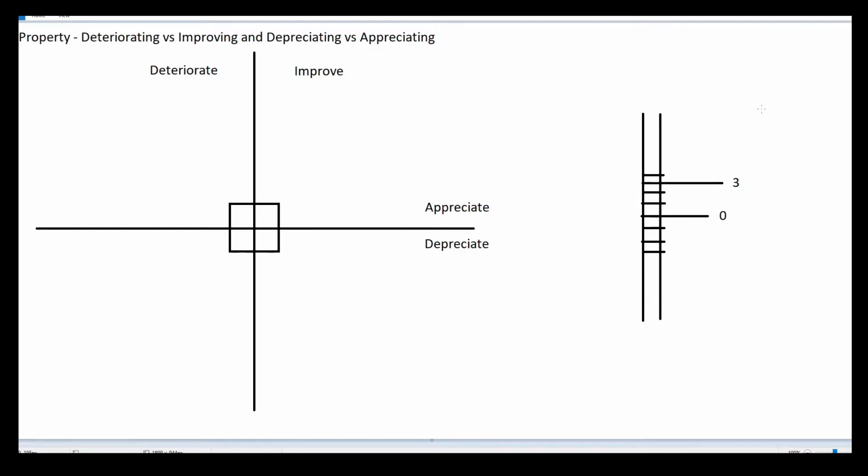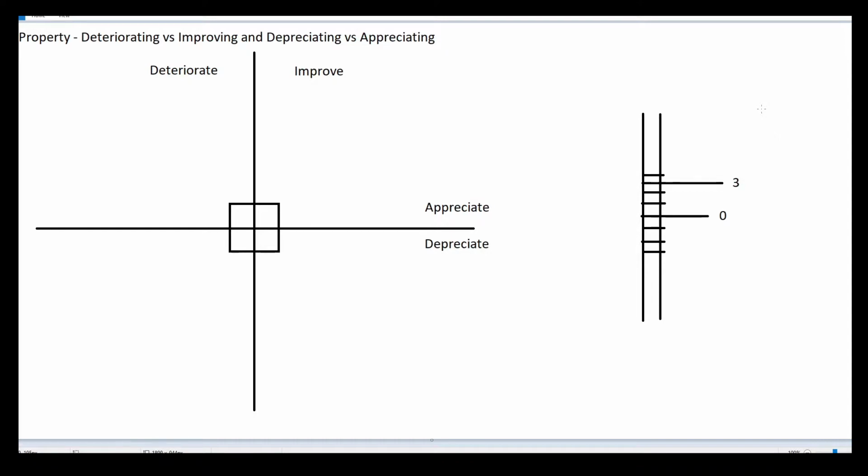So I want to talk about this real quick. It's a grid that I've made here. On the left side of the screen, everything to the left of the line is deteriorating. Everything on the right side is improving over time. And top and bottom, everything above the line is appreciating over time, and things below it are depreciating over time. So obviously the things that are improving and appreciating over time are the best. The top right quadrant is the best, and the bottom left has the worst things you want in your life as far as property goes, right?